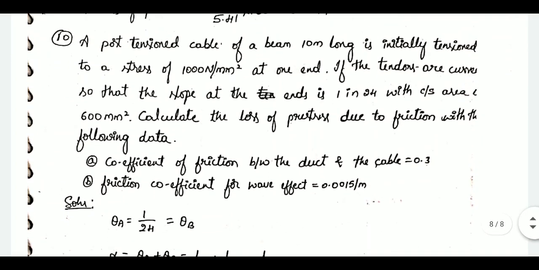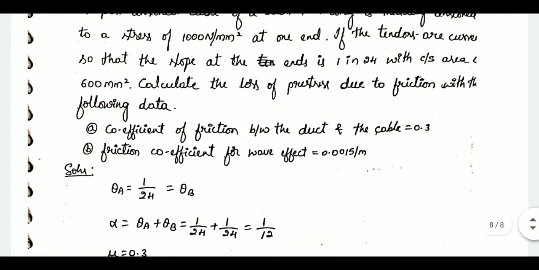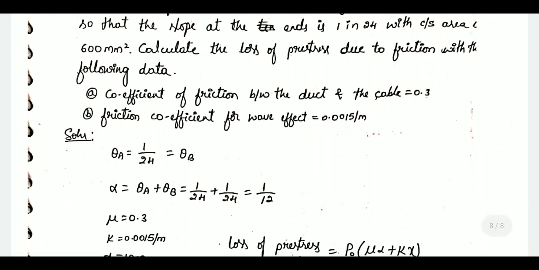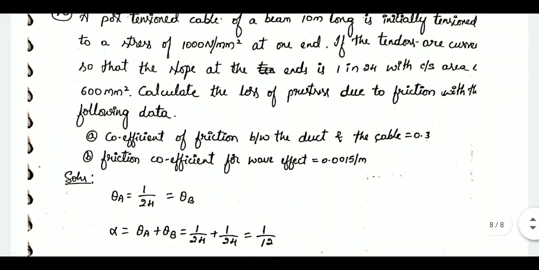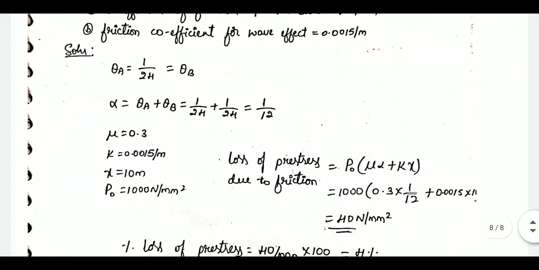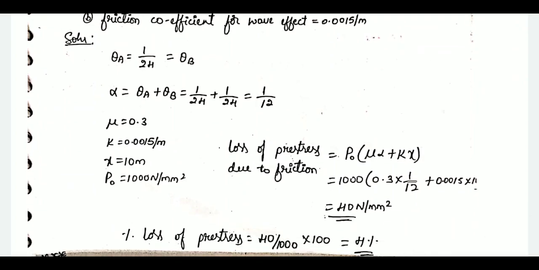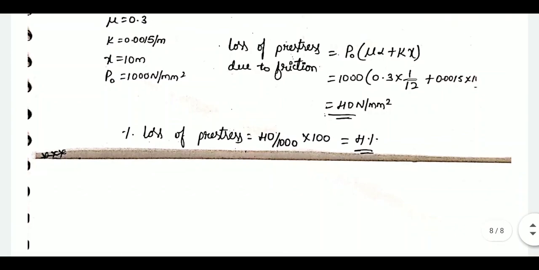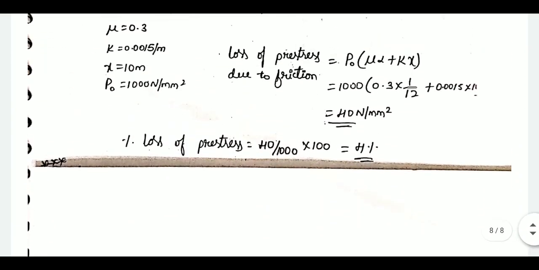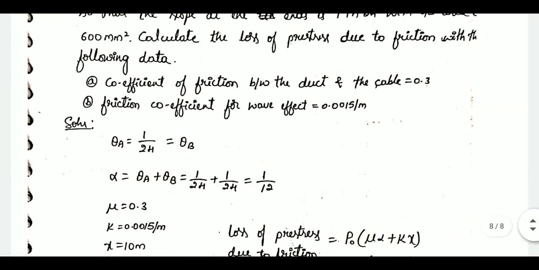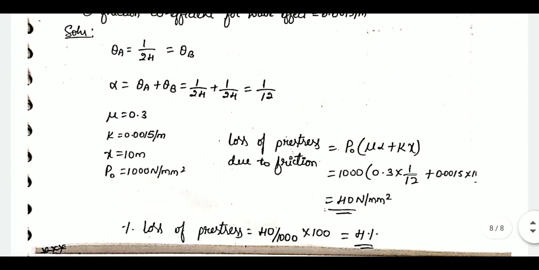So slope is directly given, 1 in 24. So theta here you can directly consider as 1 in 24. Since it is parabolic, it is not mentioned anything, so directly you can consider the slope itself, theta A and theta B. Mu is given, K is given, X is 10 meter span, initial stress is given. So calculate the loss and percentage of loss. That is the problem. Here the change is theta is directly given. That's it. Thank you.